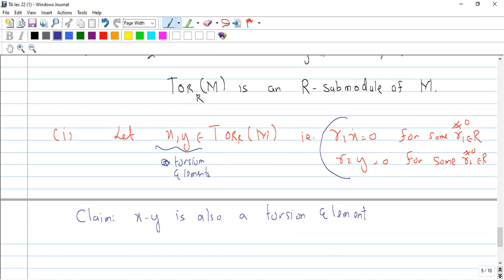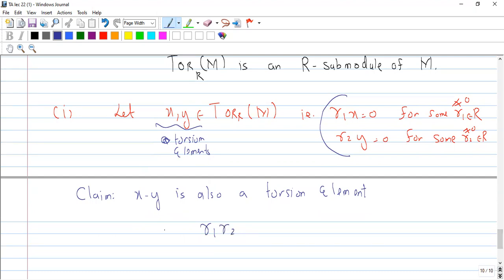So if x and y are Torsion elements, so the product of x with some non-zero element r1 of R is 0, and the scalar multiplication of y with some non-zero element r2 of R is equal to 0. Now we need to show that x minus y is also a Torsion element. That is, we need to construct a non-zero element in R such that the scalar multiplication of that non-zero element with x minus y should be equal to 0. So what do you think वो non-zero element क्या होगा? r1 and r2.